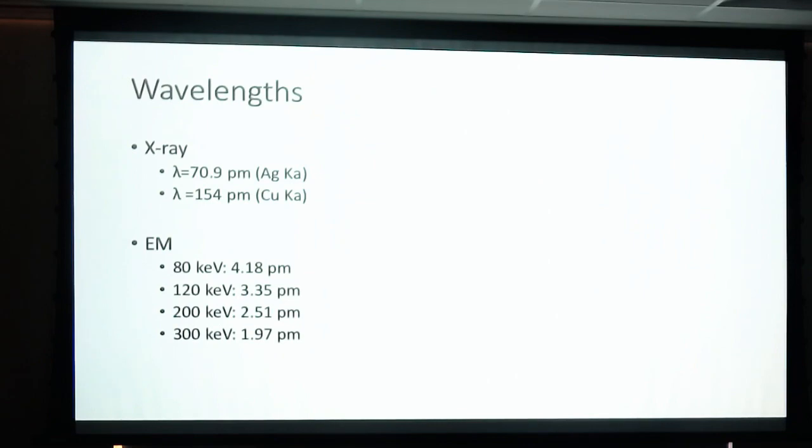So getting back to the wavelengths a little bit, the wavelength of X-rays is around 70 picometers, or 150 picometers for copper, which is more commonly used. But for EM, the wavelengths are much, much smaller, about 1/50th the size. Generally, we're operating around 200 kV or 300 kV, except for the low-end screening scopes. The wavelength of electrons is around 2 to 2.5 picometers. So it's a really, really small wavelength, much, much smaller than the wavelength of an X-ray.